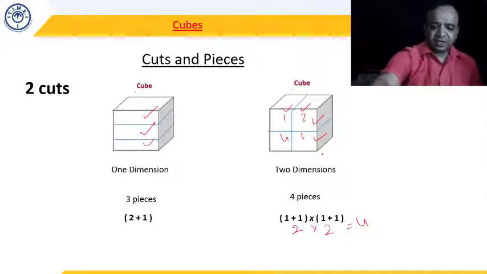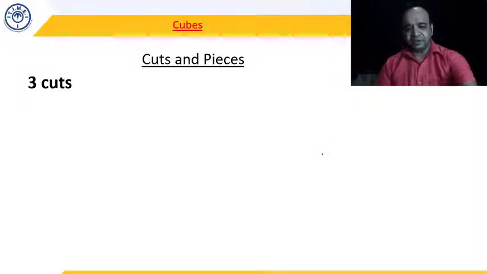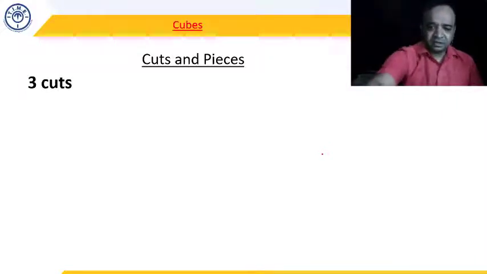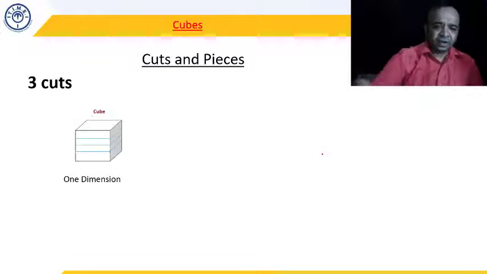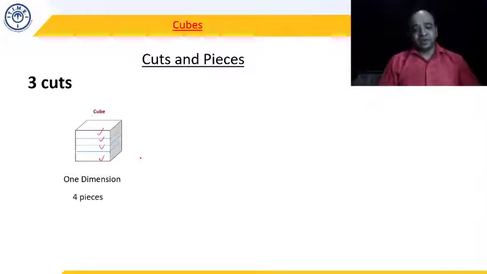Now I am going to the next example, that is, suppose I apply 3 cuts. If 3 cuts are applied, there is a possibility of all these 3 cuts applied along one dimension. Then the number of pieces along that dimension is equal to 3 plus 1, that is equal to 4. Just look at this here. The number of pieces along this dimension is 1, 2, 3, 4. Total number of pieces is 4, that is 1 more than the number of cuts applied.